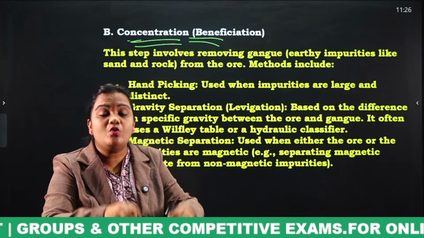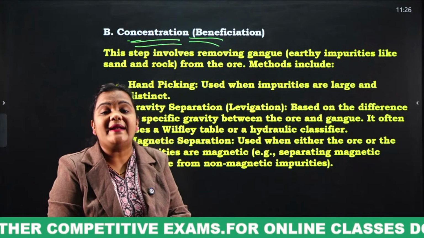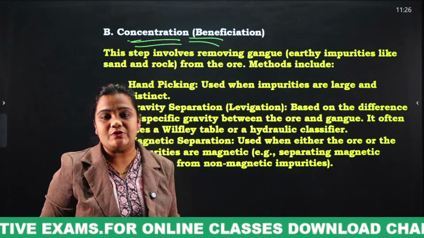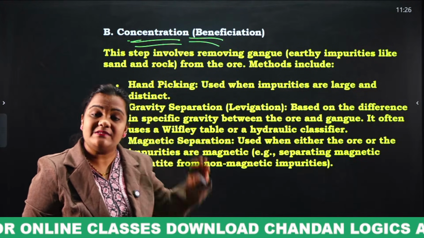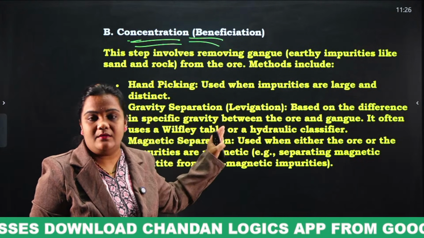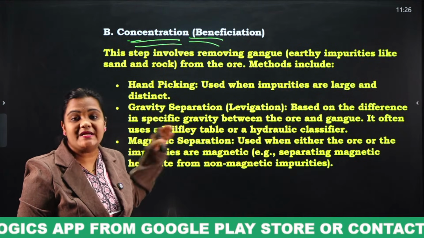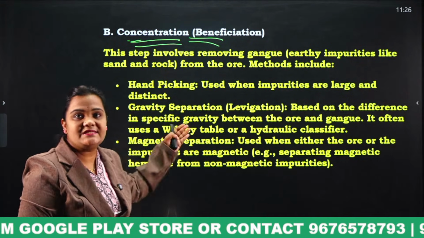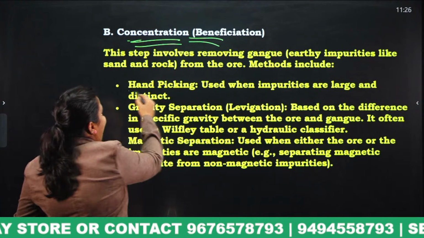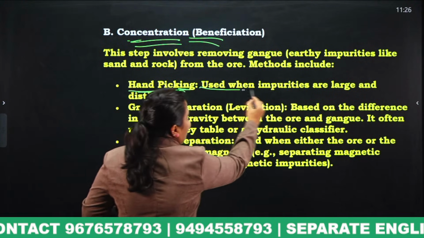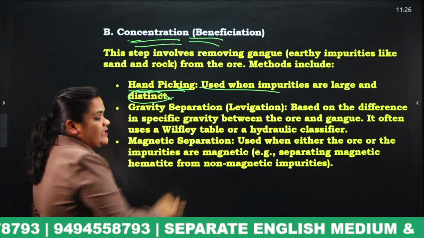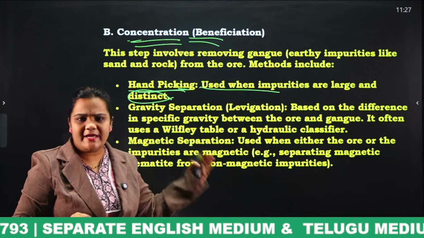Okay, if we remove the impurities, which one will remain, students? The metal. Okay, this is also one of the processes, and this type of concentration has many other processes. Let us discuss in detail. Okay, hand picking is used when impurities are large and distinct. Did you understand what I am saying, students?